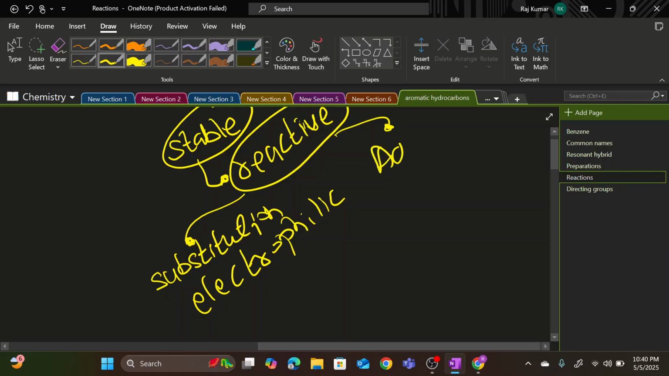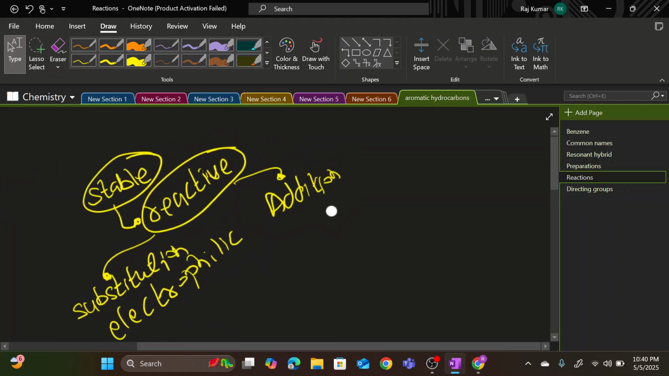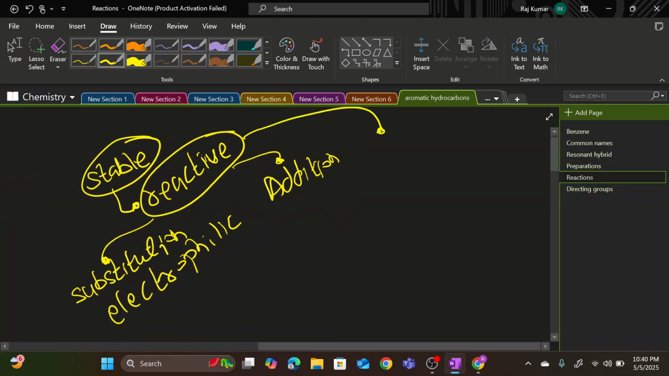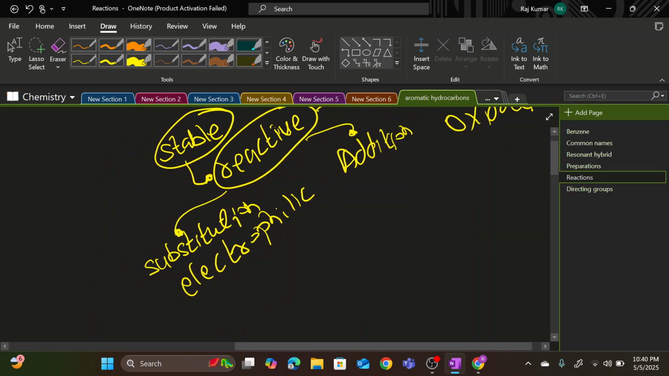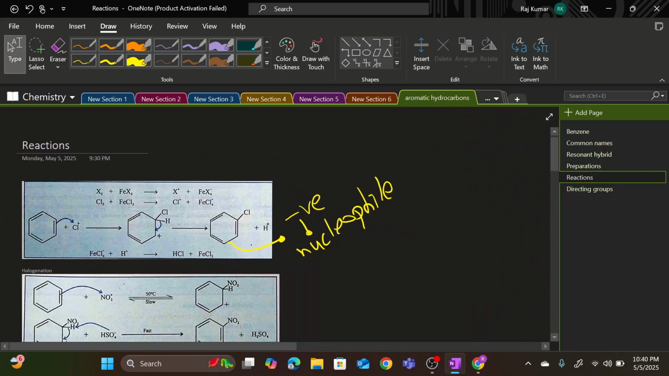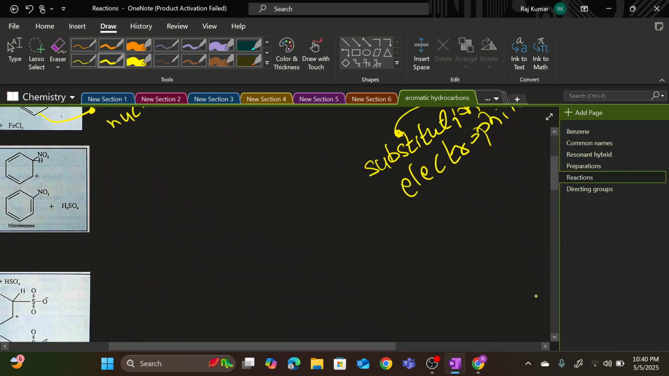Second type of reaction that benzene undergoes is addition reaction. Addition reaction is pretty hard to do, but there are some methods in which we provide harsh conditions and cause addition reaction. And the third is oxidation reaction. Benzene can undergo oxidation reaction, but again that oxidation reaction requires harsh conditions. So let's just look into all of these phenomena.